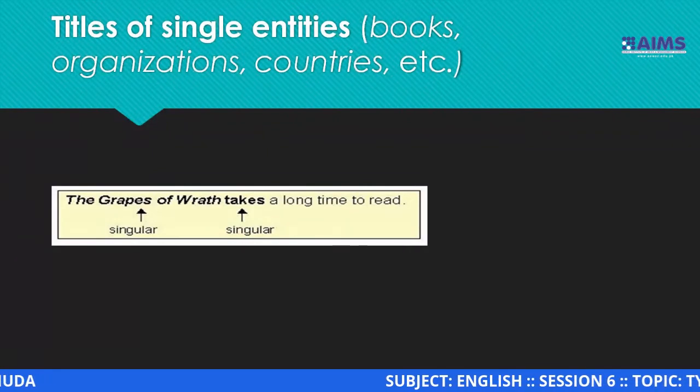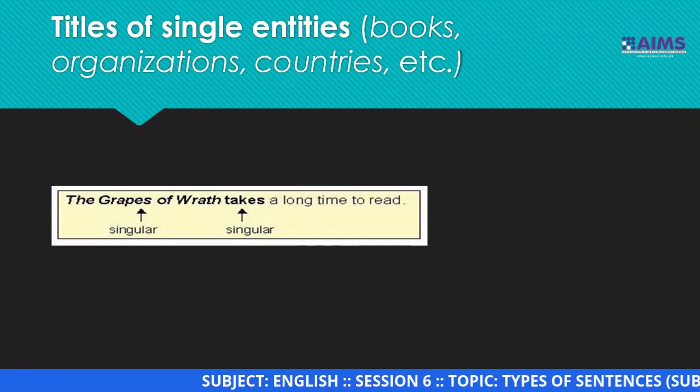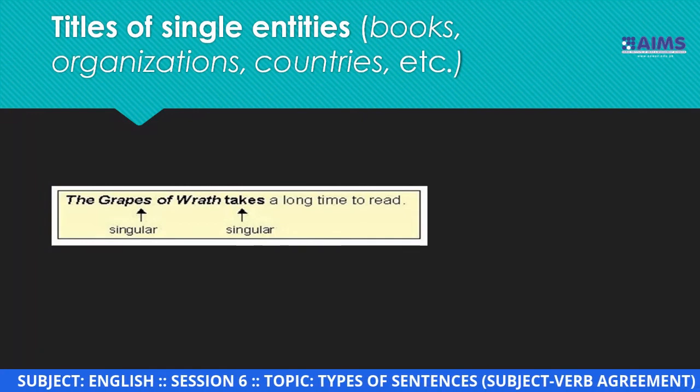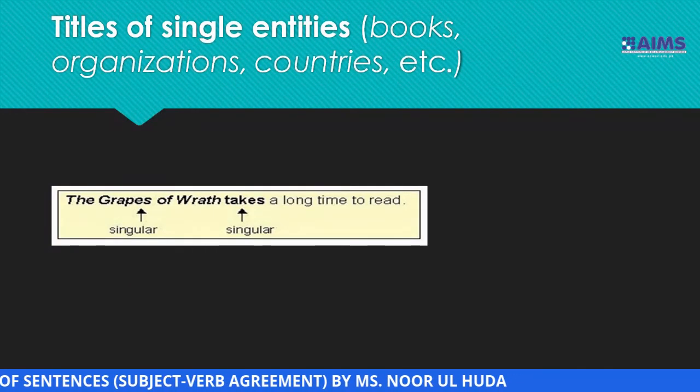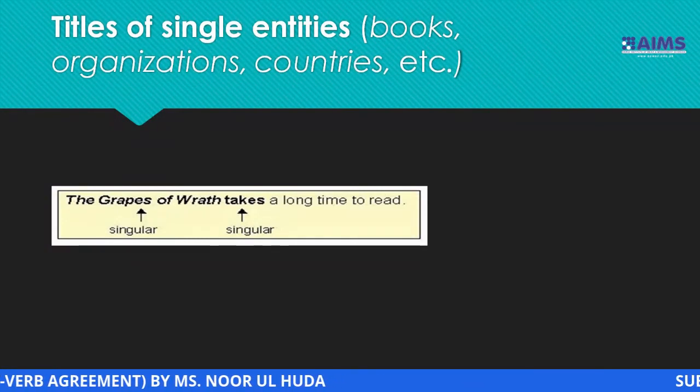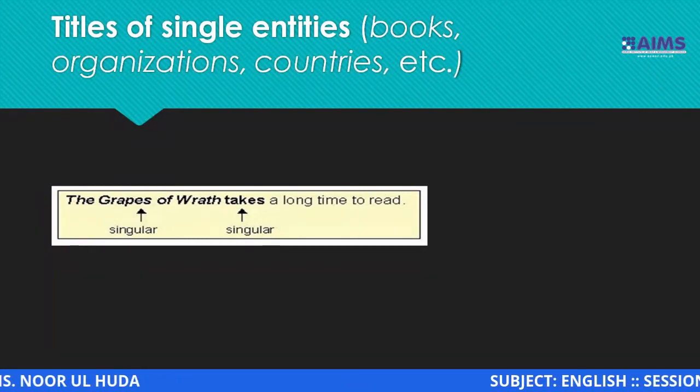Similarly, suppose the book Seven Wonders of the World is a marvelous writing. "Is a marvelous" is used because we are referring to a particular book. One book.